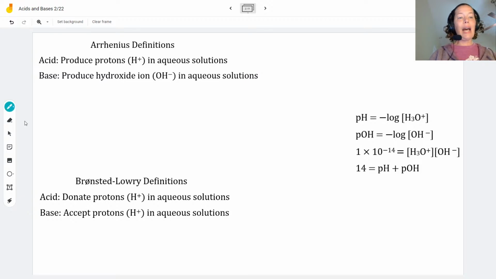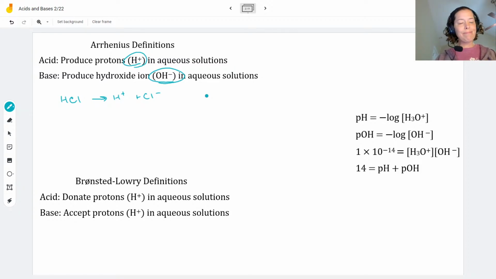So we've got an acid, which is something that produces protons, or H plus, in aqueous solution. And a base is something that produces hydroxide ions, or OH, in aqueous solutions. And just so you know, for certainly all of this live stream, we are only going to be working in aqueous solutions. Okay. So let's do an example of this. So for an Arrhenius acid, let's use the most common acid. That would be hydrochloric acid, HCl. It gives you H plus and Cl in an aqueous solution.